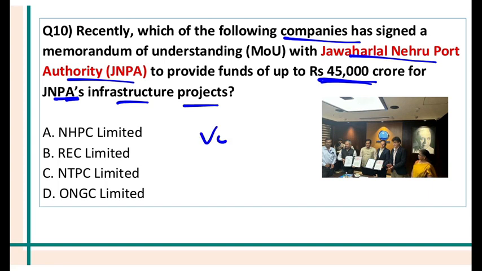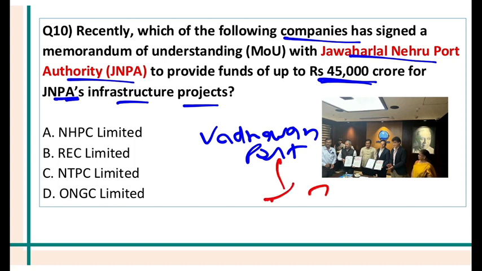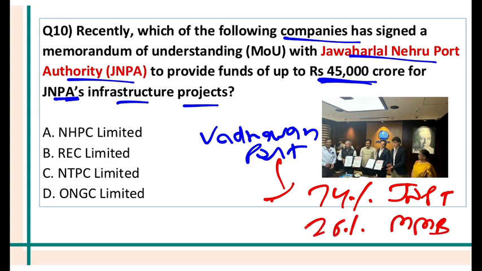For example, one project I can tell you is Vadhavan Port, that is coming up in Palghar district of Maharashtra, because in this port, 74% contribution will be of Jawaharlal Nehru Port Trust, and the remaining 26% will be Maharashtra Maritime Board. So Jawaharlal Nehru Port Authority, they need money. And who will give them this money as loan? It is Rural Electrification Corporation, which is a Maharatna company.